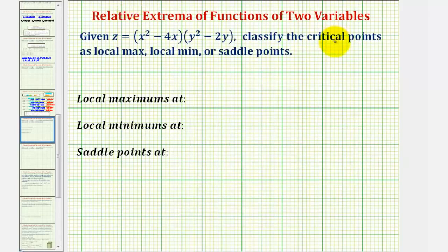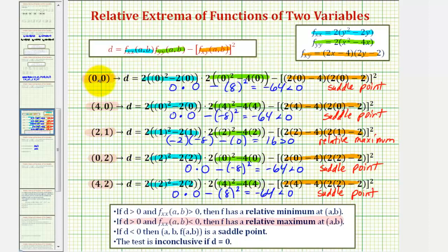So when a homework says classify the critical points as local max, mins, or saddle points, the local maximum is at the point 2, 1. There are no local minimums. I think our homework asked us to type in DNE for this, and there are 4 saddle points at the remaining 4 critical points, which again were 0, 0, 4, 0, 0, 2, and 4, 2.